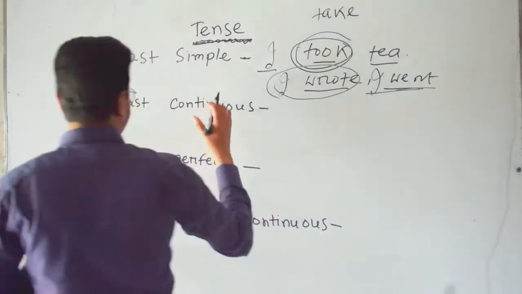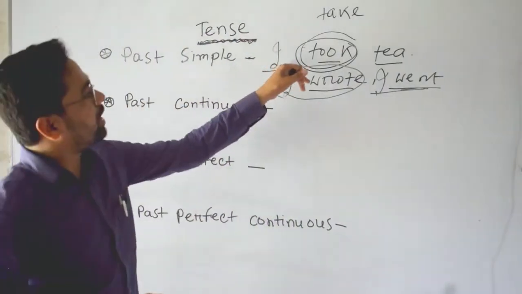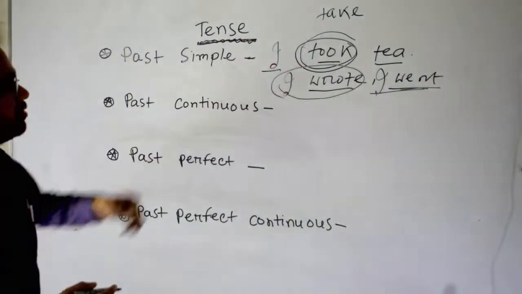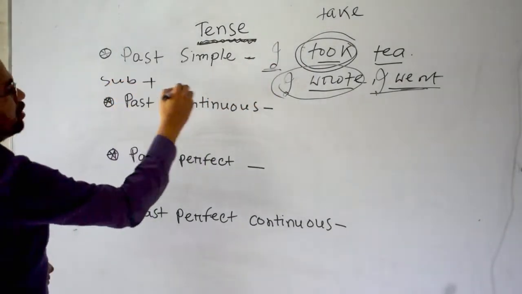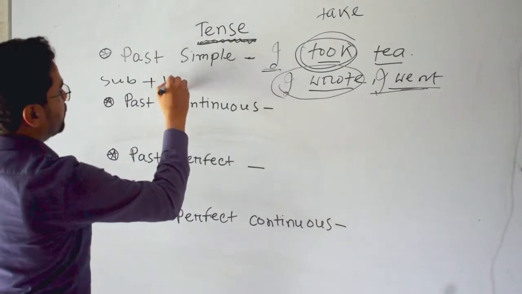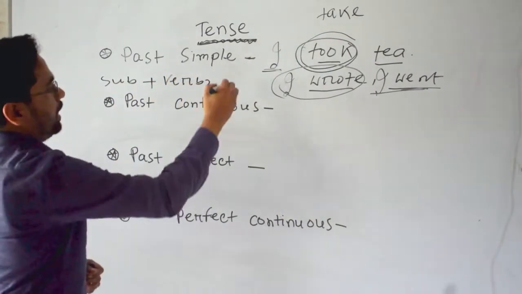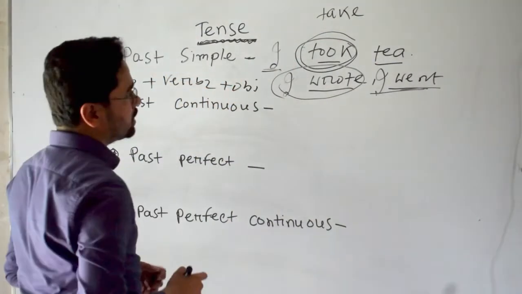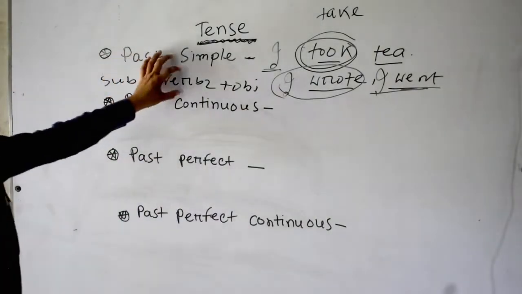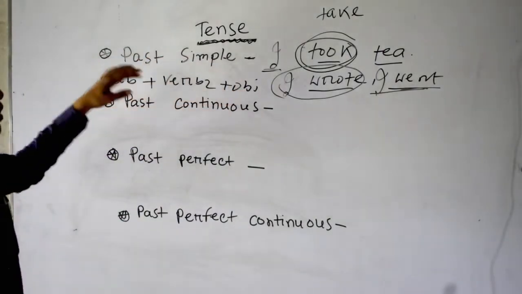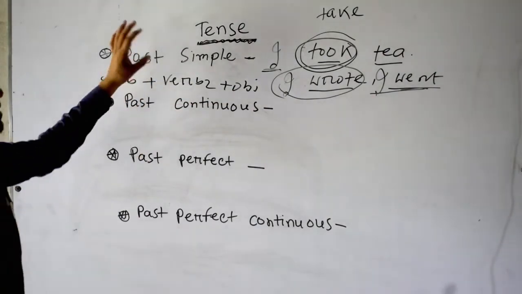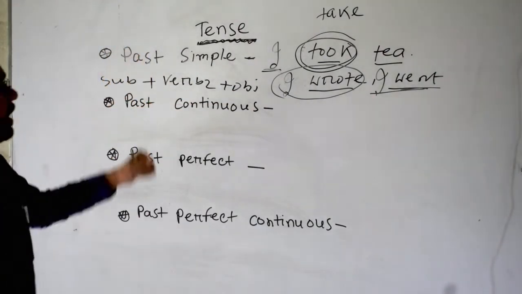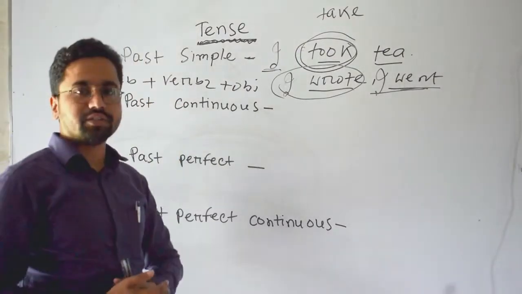I want to make a structure regarding the example I have shown on the board. I have written a subject, a verb in past form, and also an object. These things together make the structure of the past simple tense. And then the past continuous tense.